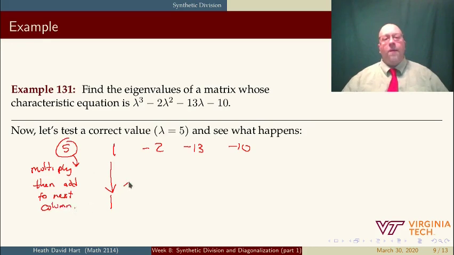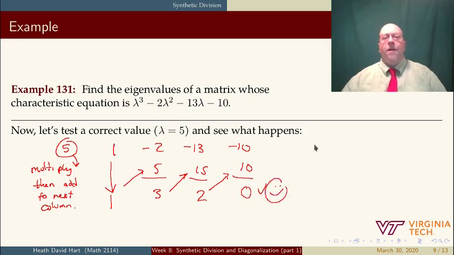So 1 times 5 is 5, and negative 2 plus 5 is 3. 5 times 3 is 15. Negative 13 plus 15 is 2. 2 times 5 is 10. Negative 10 and positive 10 is 0. That makes me happy. And so lambda equals 5 is an eigenvalue.